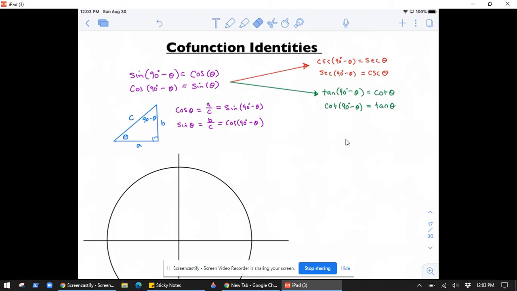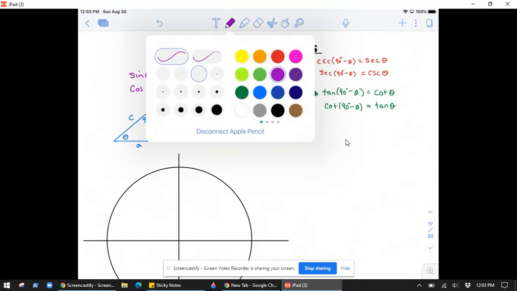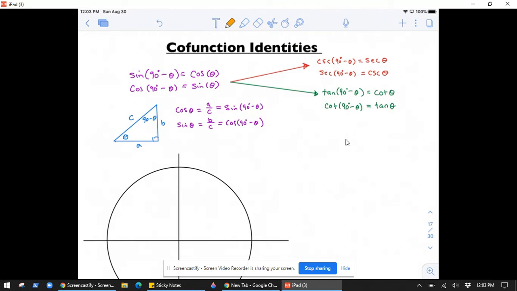All right, in this video, we're going to look at what are called cofunction identities. The first thing I have here on the page is just how you would show these cofunction identities. So again, the cofunction identities, which I'm going to highlight in yellow, are this one here, along with these two groups of two. Those are called cofunction identities.